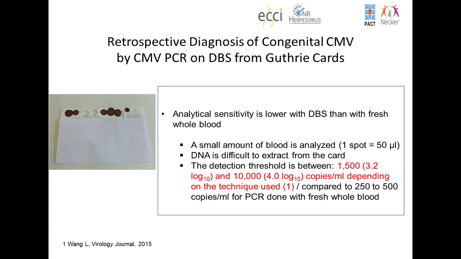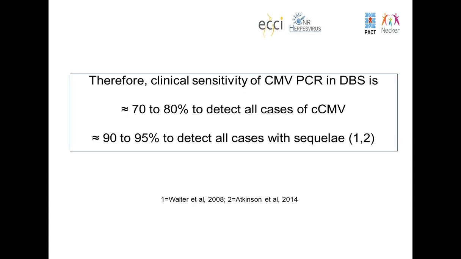And it's much lower, the sensitivity of CMV PCR in fresh whole blood, with an analytical sensitivity, a detection threshold, between 200 and 500 copies per ml. Therefore, the clinical sensitivity of CMV PCR in dry blood spots is around 70 to 80% to detect all cases of congenital CMV and 90 to 95% to detect all cases with sequelae.